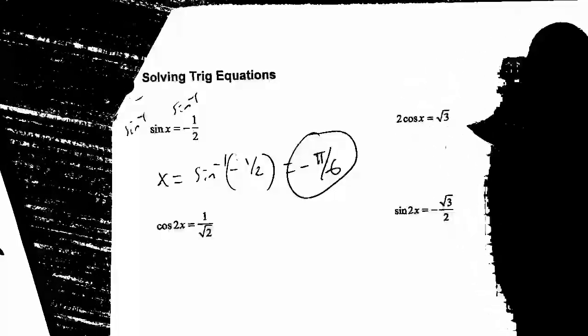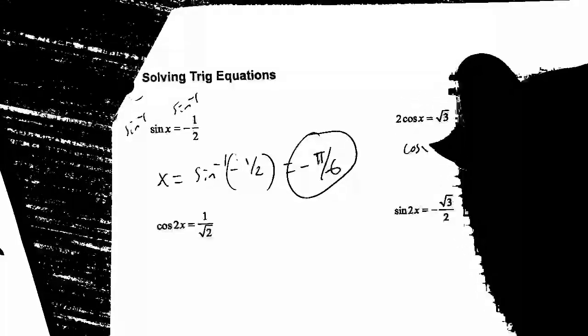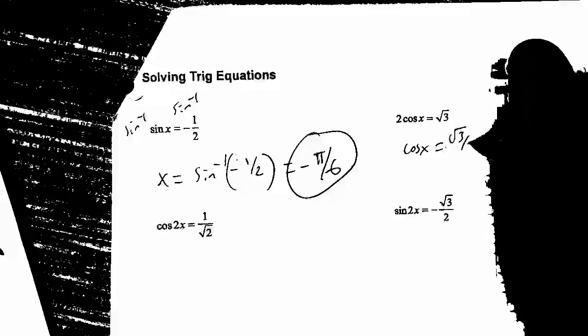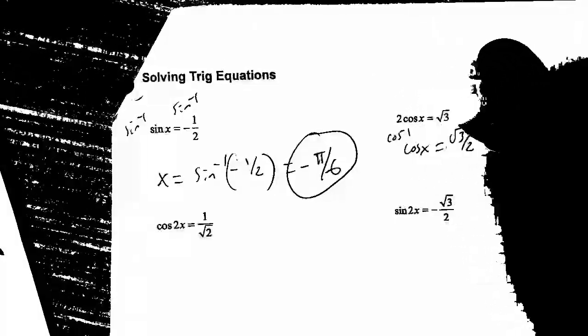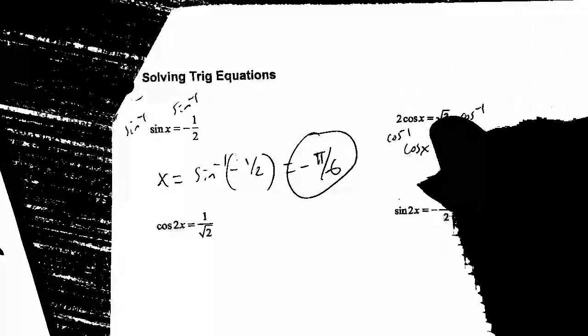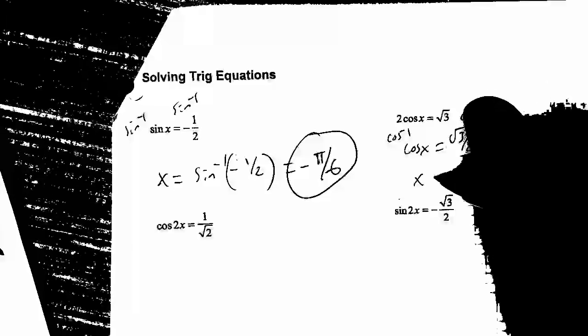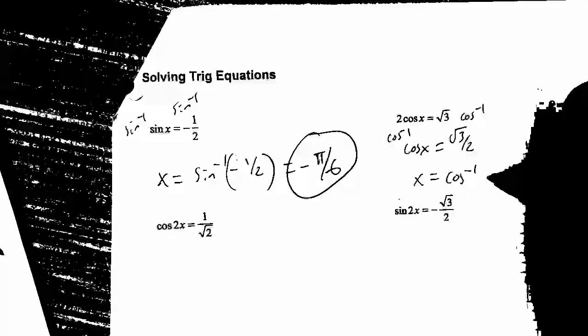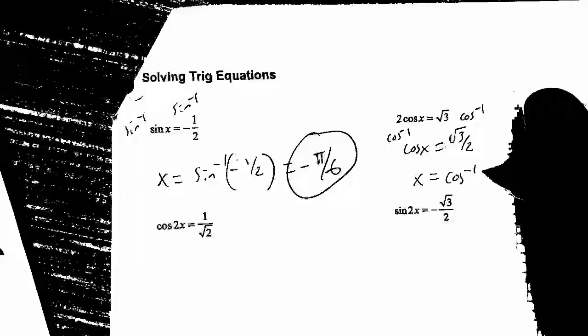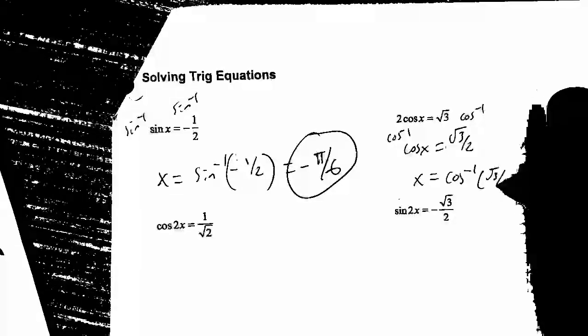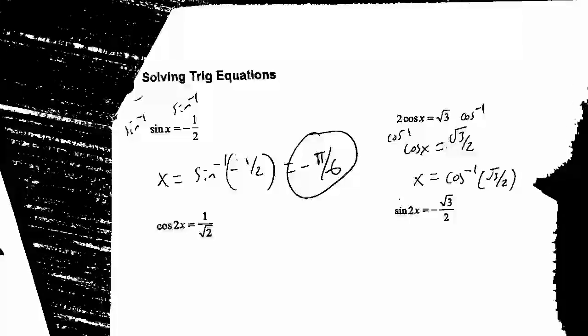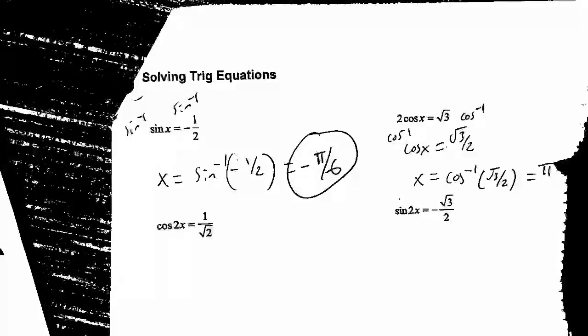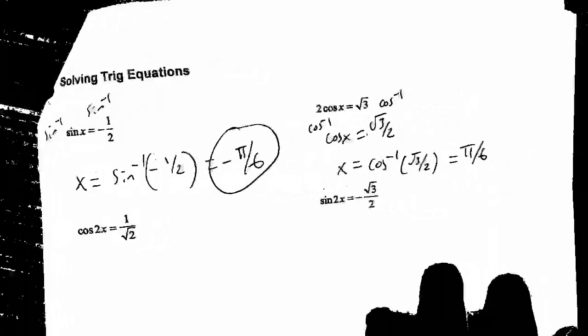This one, we divide both sides by 2. You're going to get cosine x equals root 3 over 2. And then same thing, we're going to do inverse cosine of both sides. And then the question is, well, where does cosine equal root 3 over 2? And that's just pi over 6. Okay.